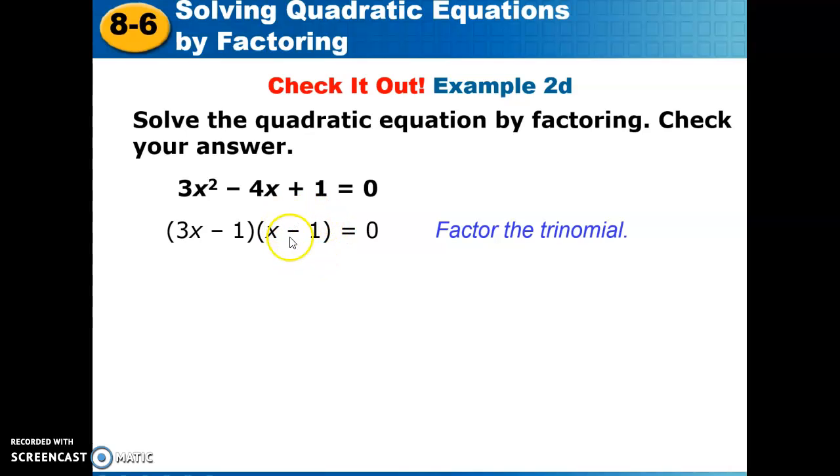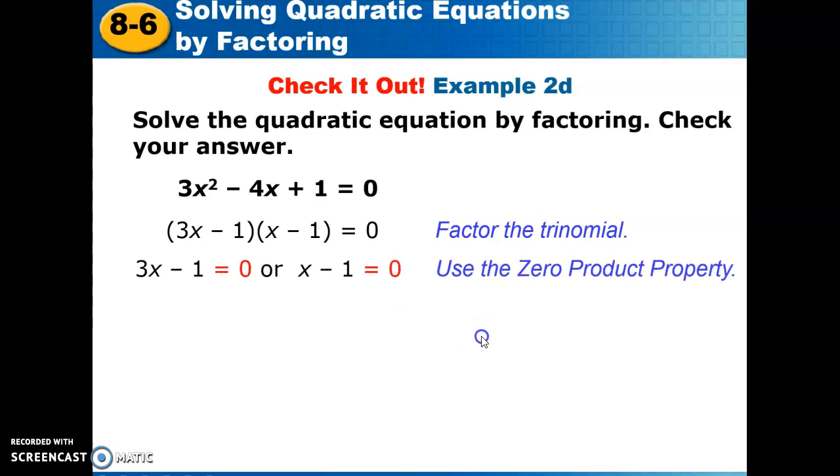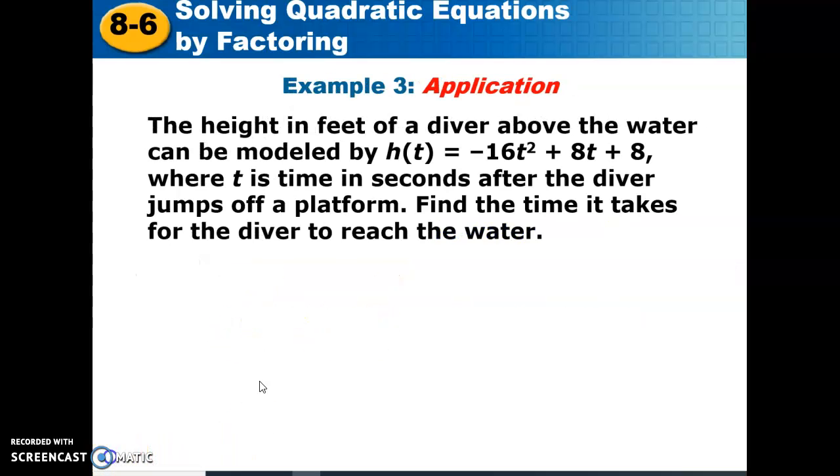We have opposite of this. There's a 1 in front of here. Okay, so if you use the zero product property and you solve, you'll get those answers. X equals 1/3 or x equals 1.